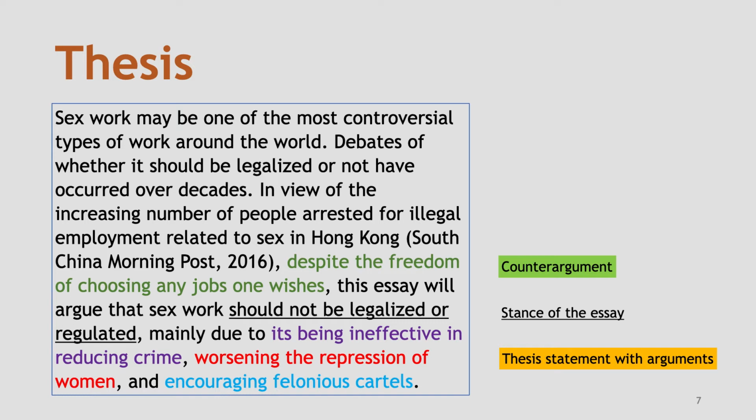So the writer said, "despite the freedom of choosing any jobs one wishes." This represents one side of the argument, and then the writer has some other ideas instead. So here we have the very effectively written thesis statement in the first paragraph.